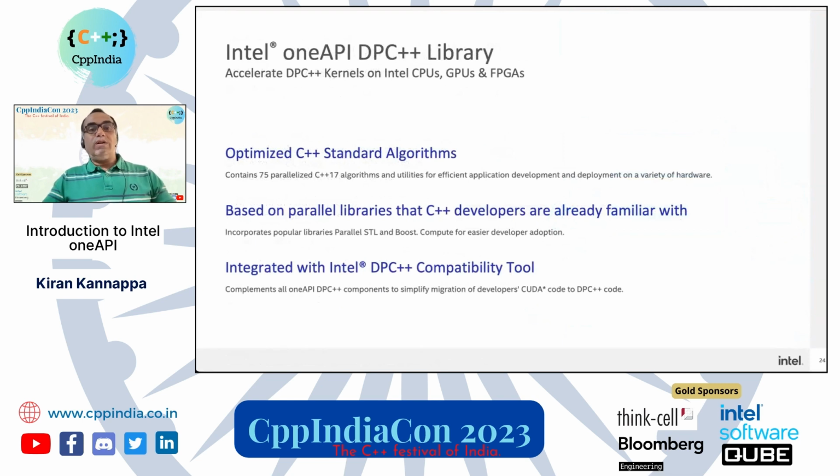The first one is referred to as the DPC++ library. And this is the standard template library, adapted to DPC++. It also has parallelism built in, and it also has the boost functionality. And when you are using the compatibility tool in the migration process, some aspects of this library also get used.